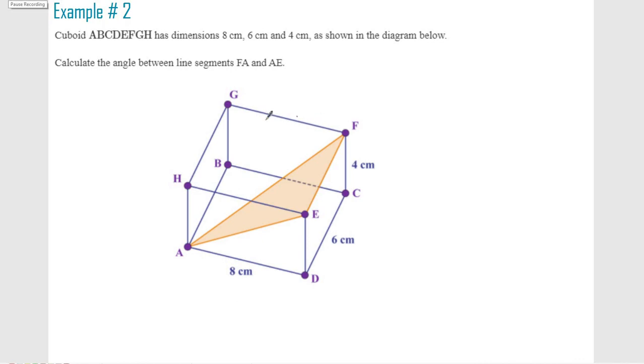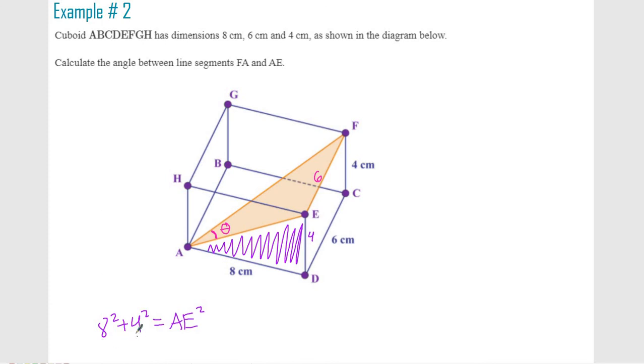Okay, so let's do another one. We want to calculate the angle between line segments FA and AE. So FA and AE. So this is this angle right here. I'm going to call that theta. Well, we know some distances, like we know this distance is the same as CD, so that's just 6. And we know this one, well, we can get this triangle. Let me change my color up. So if we look at this triangle, that's 8, this is 4, same height. So we can use Pythagorean theorem here. So 8 squared plus 4 squared equals AE squared.